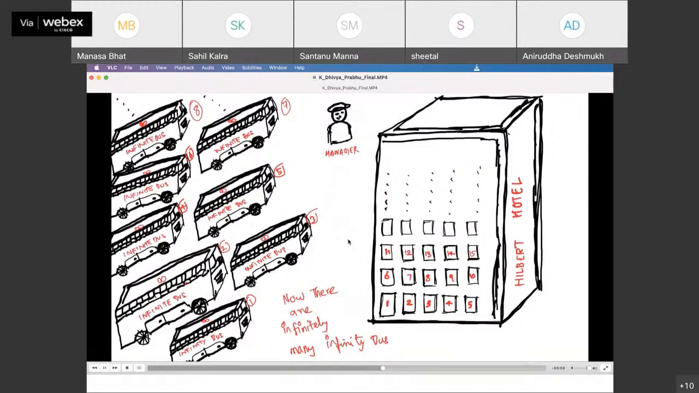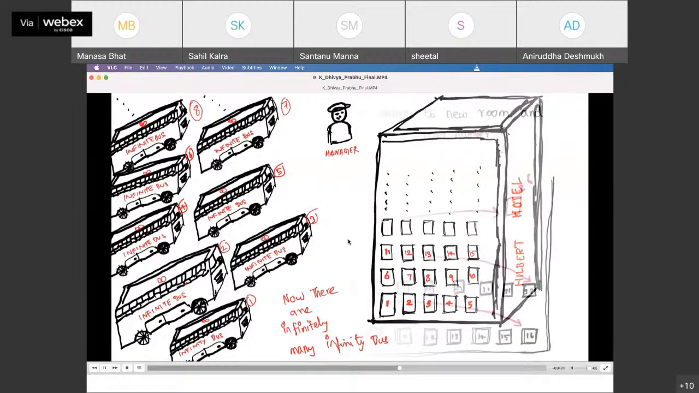So the fourth problem is similar to this. There are infinitely many infinite buses. Now they are all parked in this fashion: 1, 2, 3, 4, 5, 6. There is a numbering, and this number goes to infinity. All these infinite buses are filled, and they all want rooms. Now the manager is in serious trouble. He has to associate rooms to all these people, but he doesn't know how to do it.